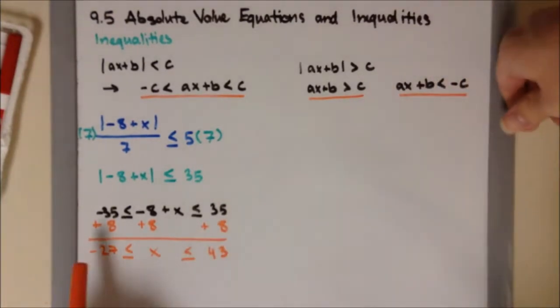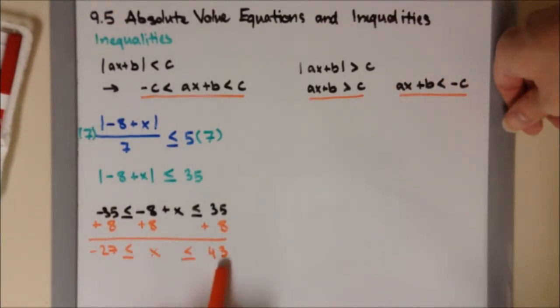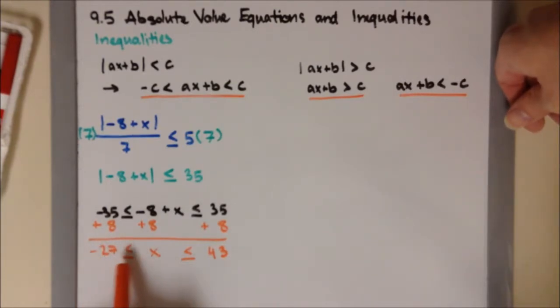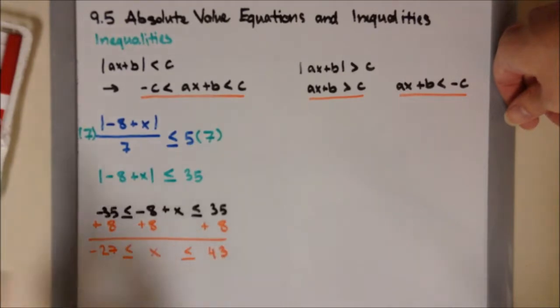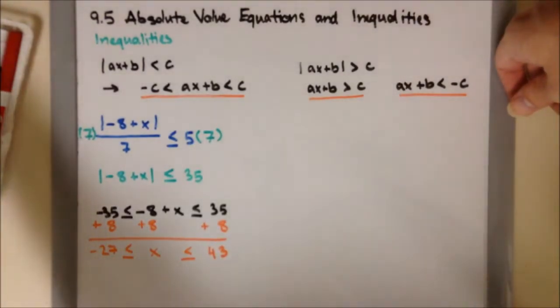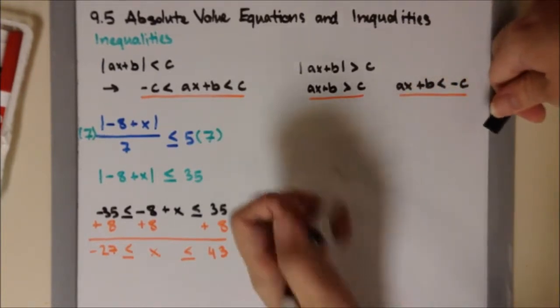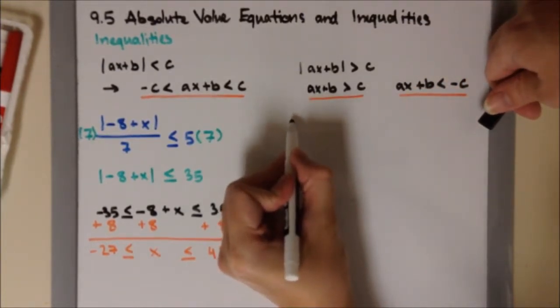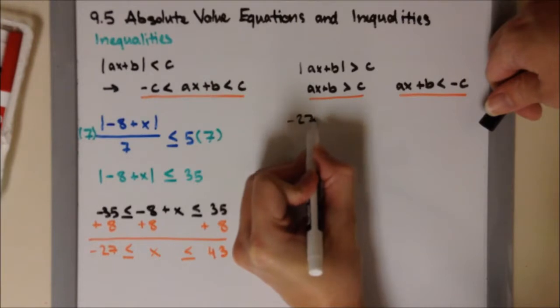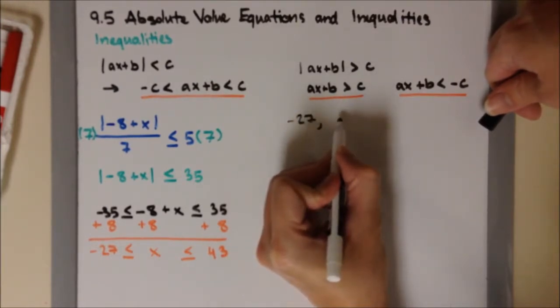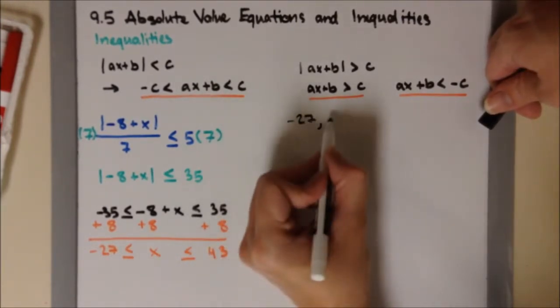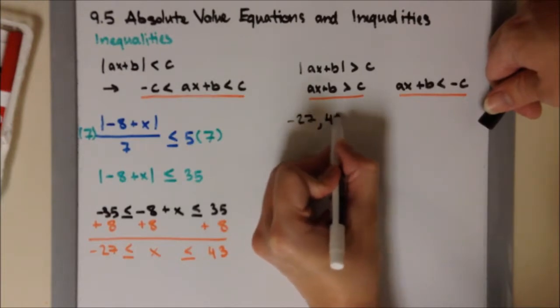So here's my answer in inequality notation: negative 27 less than or equal to x less than or equal to 43. If I were to write this in interval notation, it would look like this. My lower number comes first, so negative 27, comma, then my upper number, 43, on the right.